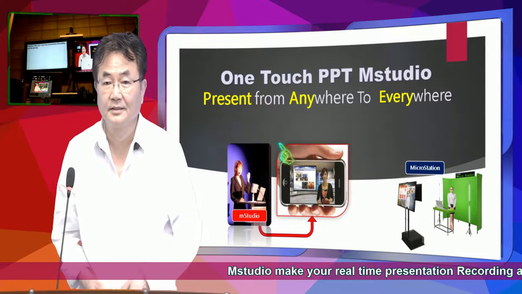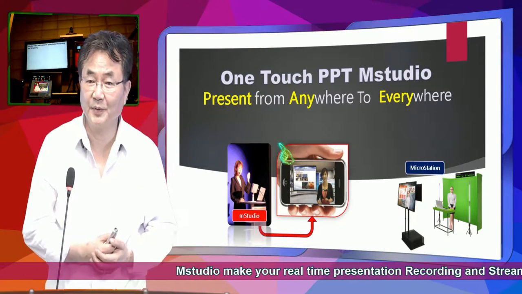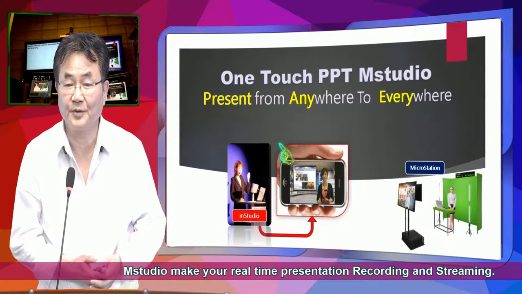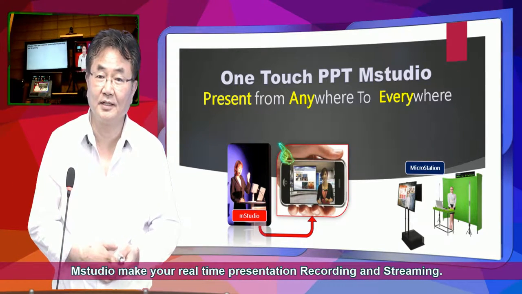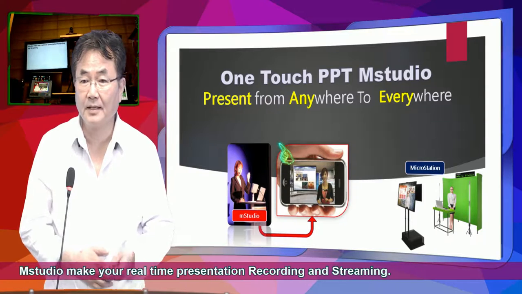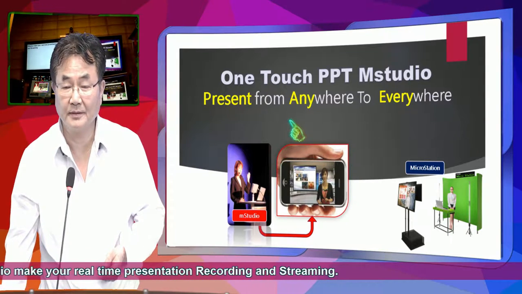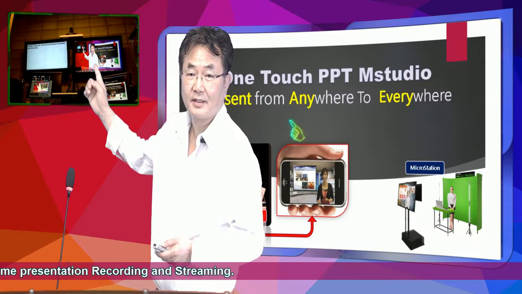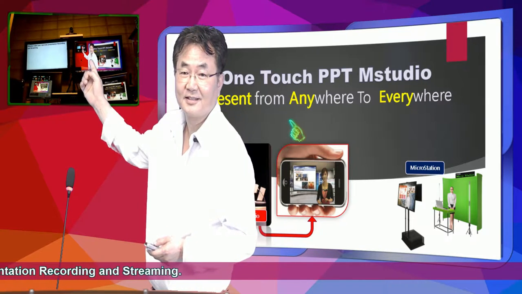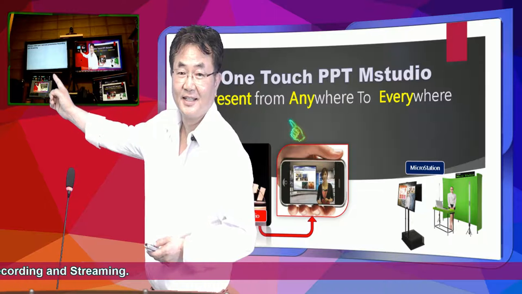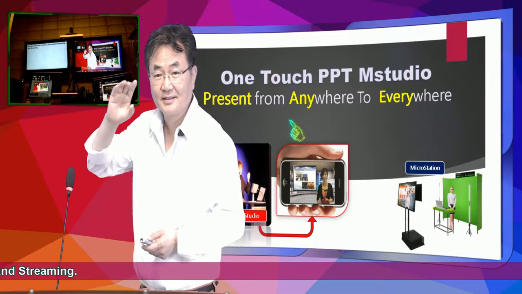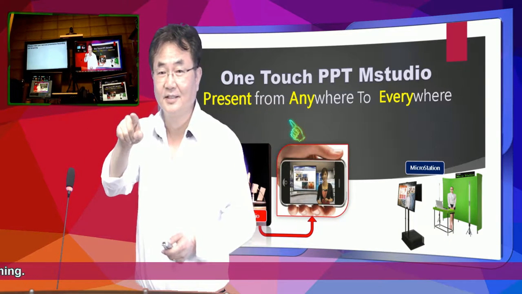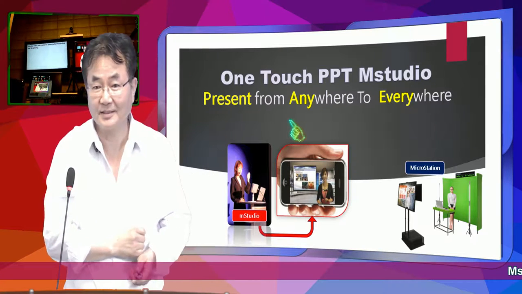Hi, this is one of the demos which MStudio offers, which you can simply use for your PowerPoint presentation. Right now I have a PowerPoint file, and you see here we have one more camera. There is an output screen. This is the MStudio output, and here we have a title from that slide to the slide note.